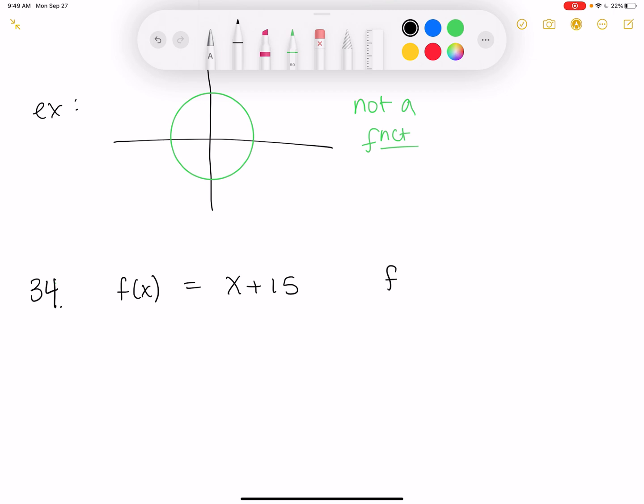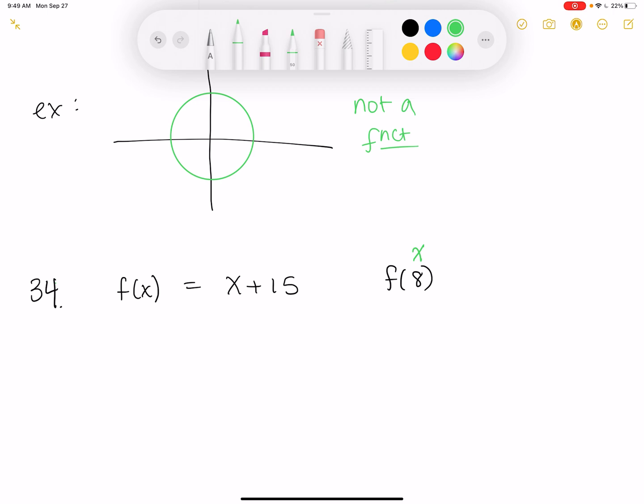And we're going to do this for f of 8. In case you're not familiar with this notation, this just means plug this value in for x. Whatever's in the parentheses goes in for x, is all that means.